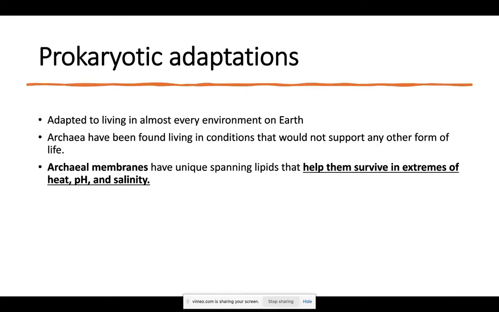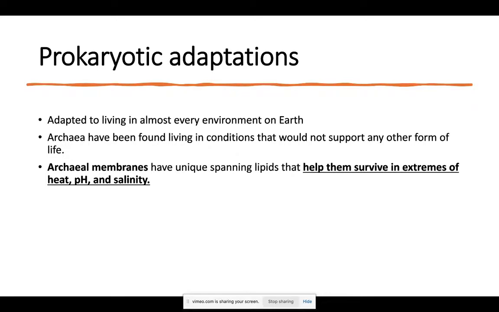So prokaryotic adaptations, what is this? Okay, the cell theory says that cells are the basic unit of life, and that cells come from previous existing cells. And that's what we're going to hit on, that the development of eukaryotes actually came from prokaryotes. But how? Well, it's through this evolutionary lineage, as we saw in previous chapters, that we had something called the endosymbiotic theory that we'll discuss later on.